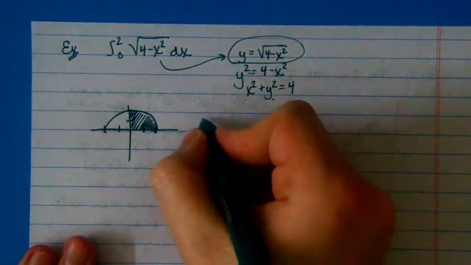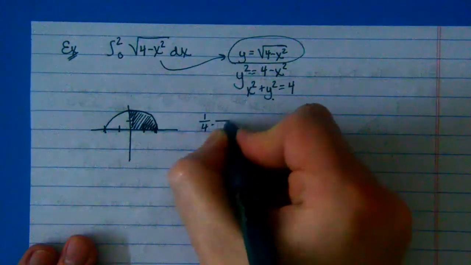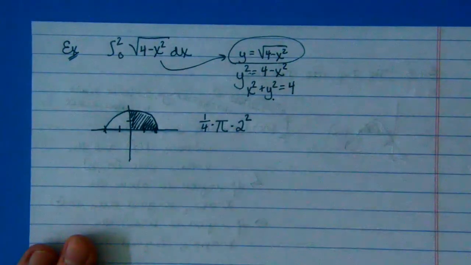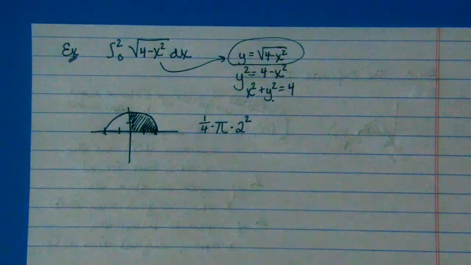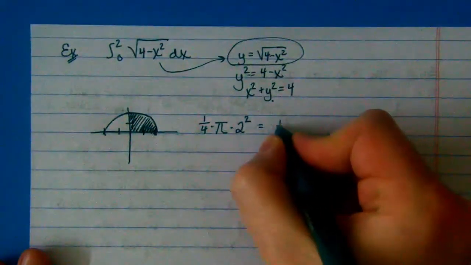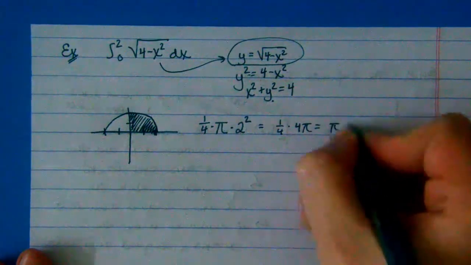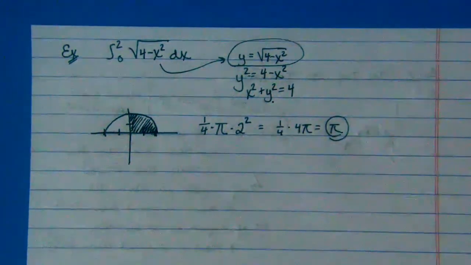Well, it's a quarter of a circle, so I want to do 1/4 times pi times r squared. My radius is 2, so I'm just going to get 1/4 times pi times 2 squared. I'm going to get 1/4 times 4 pi. I don't know why I broke it down like that. But when you're done, you're going to end up with pi.